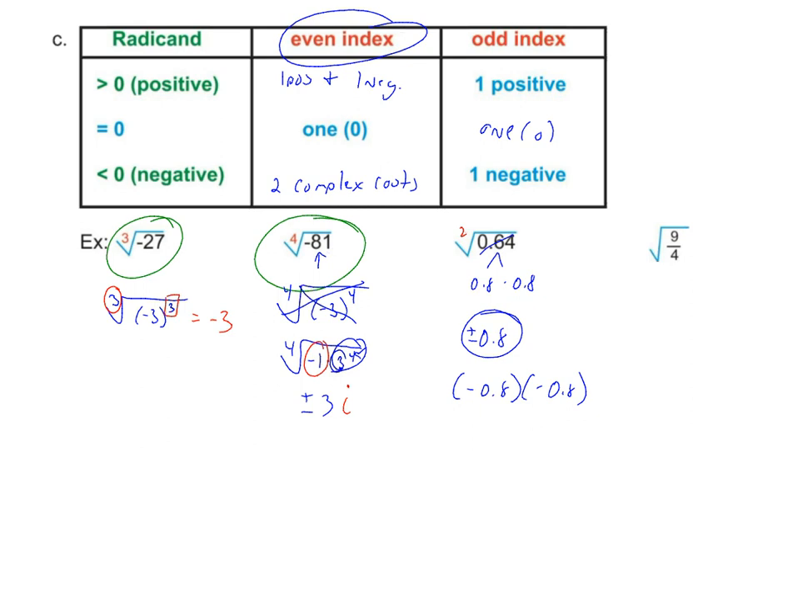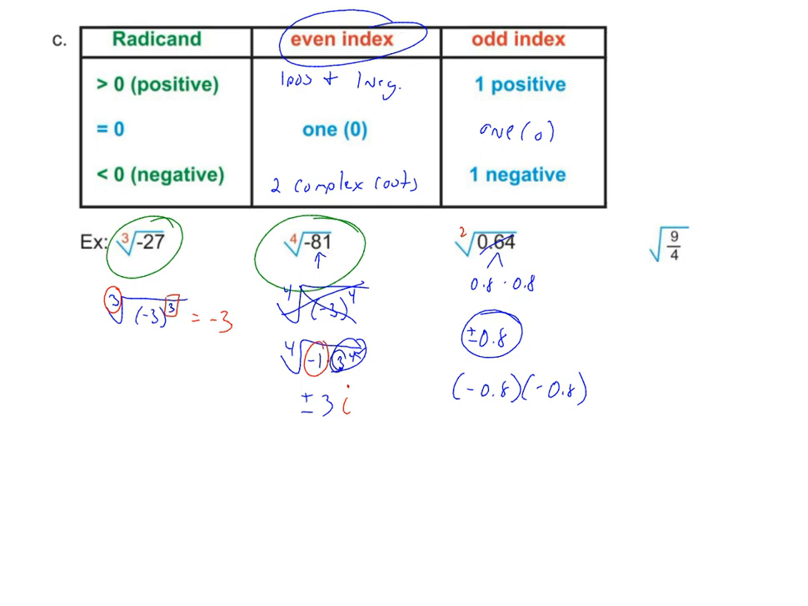Here's the point. Whenever you have an even index, technically the answer is plus or minus. All the time. And really, the only time you don't use the plus or minus is when we're just looking for the principal root, the positive root. I know that can be confusing. Why in the world did someone decide that we're just going to worry about the principal root? I don't know.